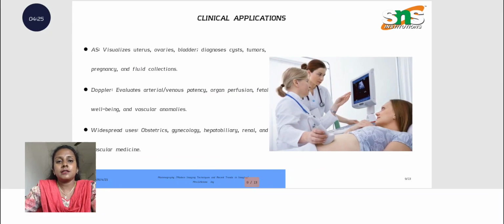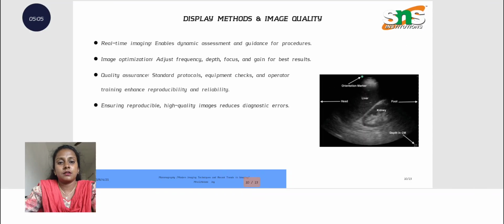Clinical applications: an abdominal scan visualizes the uterus, ovaries, and bladder, which helps diagnose cysts, tumors, pregnancy, and fluid collections along the regions of visualization. With Doppler ultrasound, we can evaluate arterial or venous patency, organ perfusion, fetal well-being, and vascular anomalies. It is widely used for obstetrics and gynecology, hepatobiliary regions, renal investigations, and also for vascular medicine.